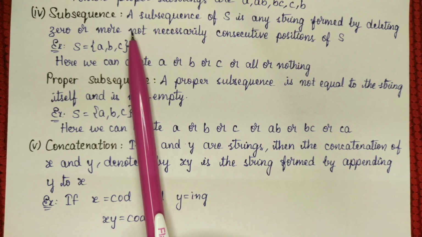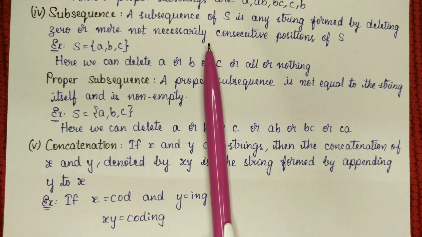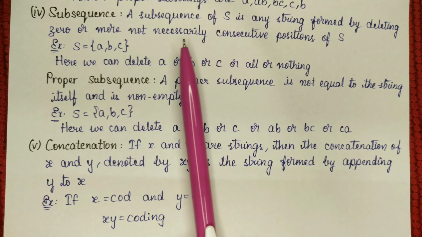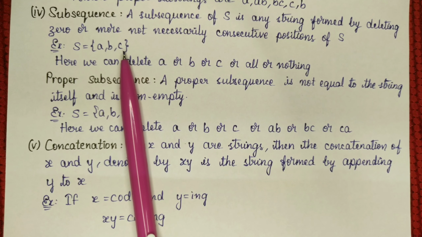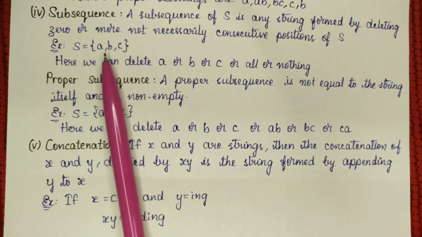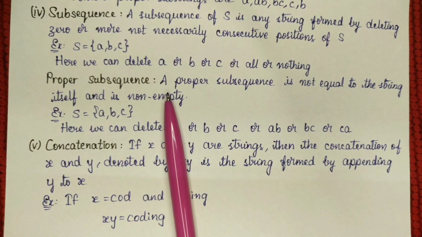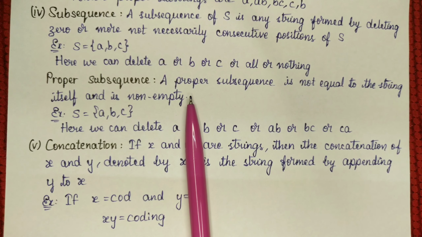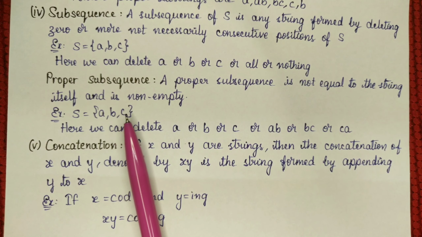Fourth is the subsequence. Here we can delete any alphabet from the string. They need not be in the consecutive positions. From the same example, S is equal to A, B, C. We can leave it without deleting anything, or we can empty it, or we can delete A or B or C as our wish. In the proper subsequence, the obtained string should not be epsilon, and surely we have to delete at least one alphabet. That means either A or B or C.